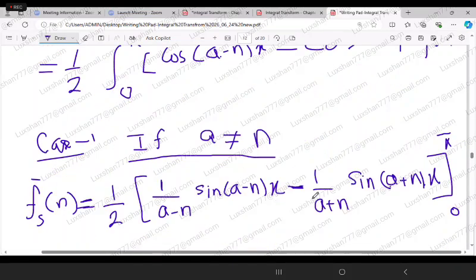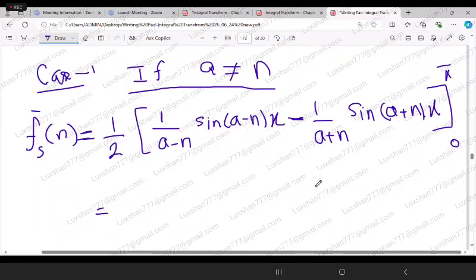B is also a natural number. Therefore, a minus n is also a natural number, or you can say an integer, and a plus n is also an integer. A plus n is clearly a natural number, but a minus n, when n is greater than a, may sometimes be a negative number, so we can't say it is a natural number. It can be an integer.